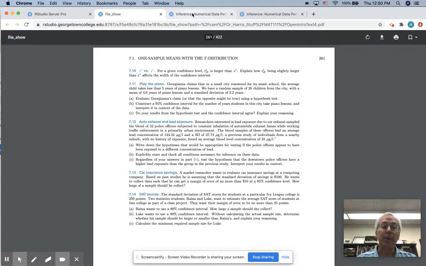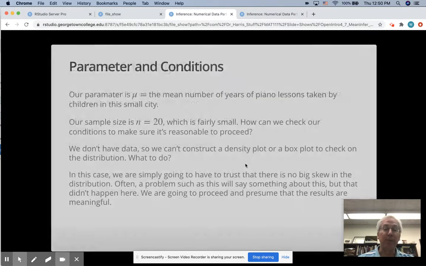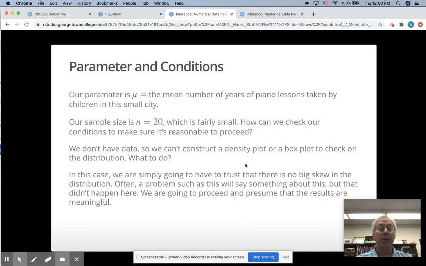Okay, so let's take a look at this. We've gotten some practice already on describing what the parameter of interest is. It's a population mean. It's the mean number of years of piano lessons that children in this town have taken. And so I've got that written here. Our sample size is 20.